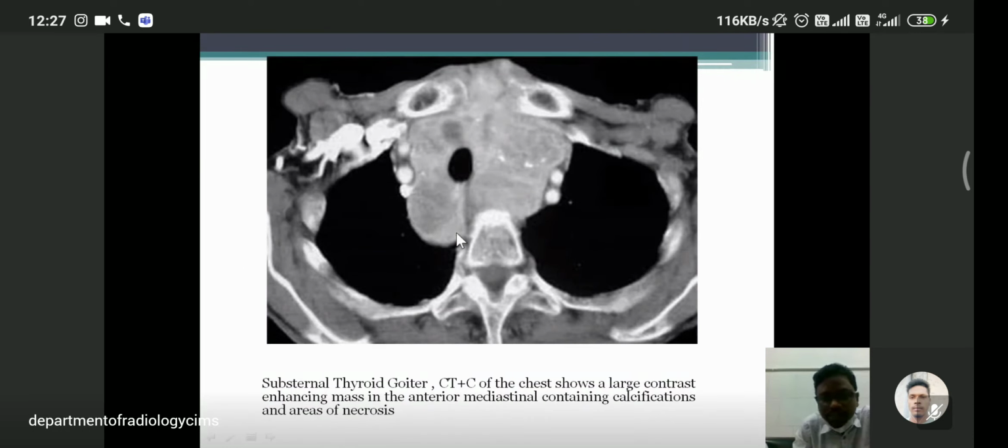This is another case of the multinodular goiter. We can see the well-defined margin. So this is the case of the multinodular goiter, in which we see multiple nodules inside this lesion, and it encloses the trachea.